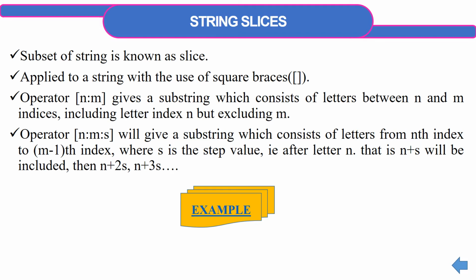Similarly, for the operator n:m:s, it gives a substring which consists of letters from the nth index to the m-1 index, where s is the step value. So after the letter n, n plus s will be included, like n plus 2, n plus 3, and so on.